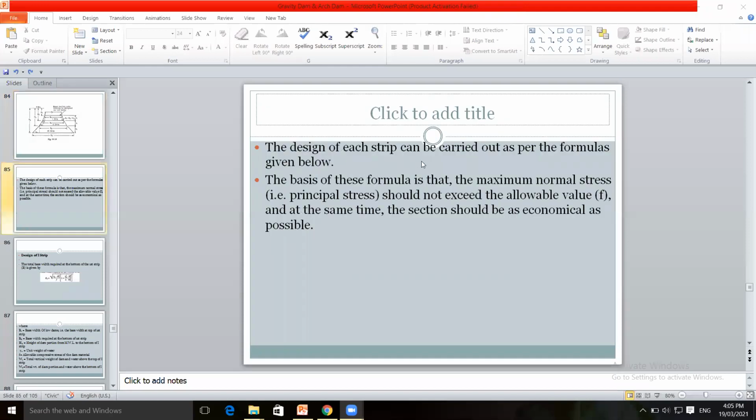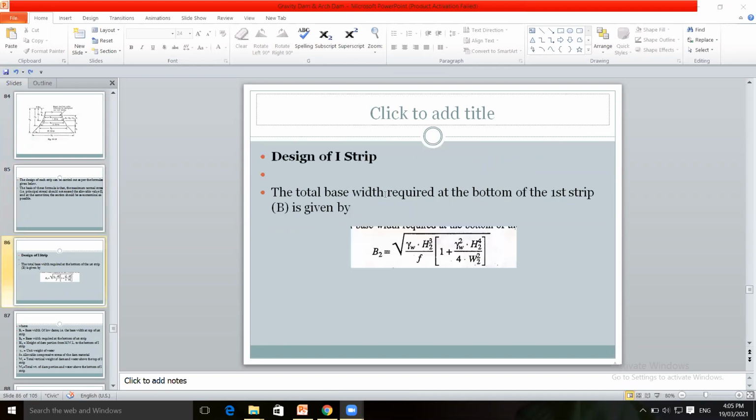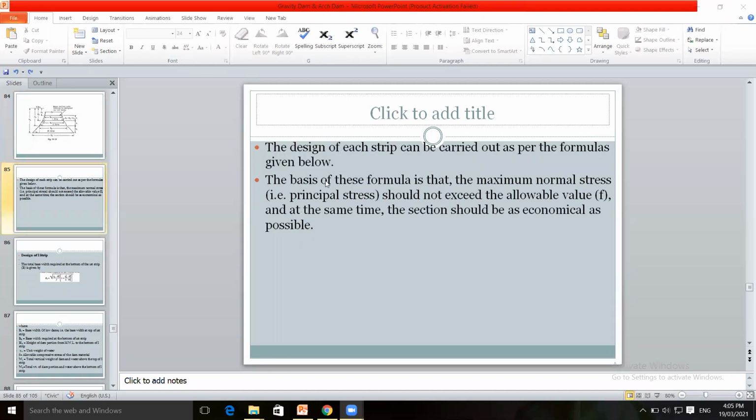So this design of each strip can be carried out as per the formulas which is given below. Design of first strip. The basis of these formulas is that maximum normal stress, principal stress, that is sigma, should not exceed the allowable value or allowable stress F. Sigma should not exceed F. And at the same time, the section should be economical.